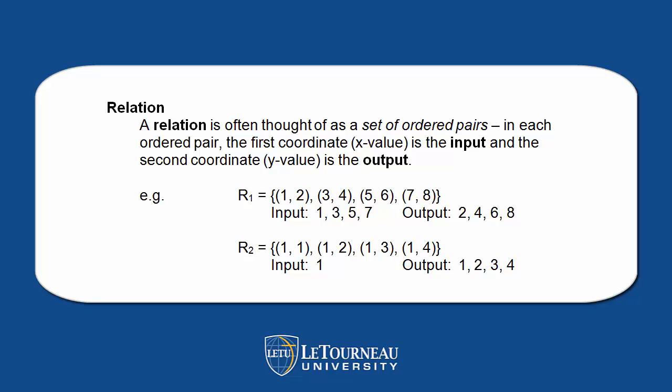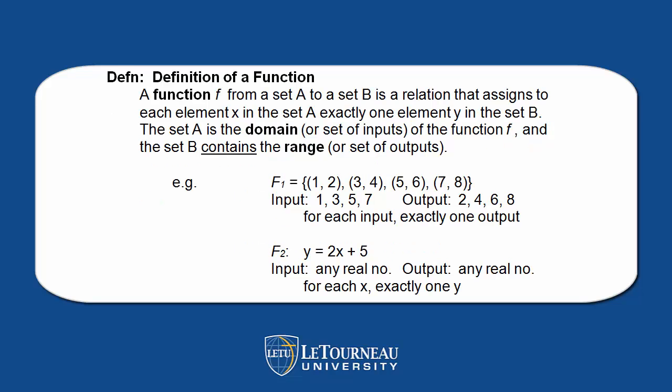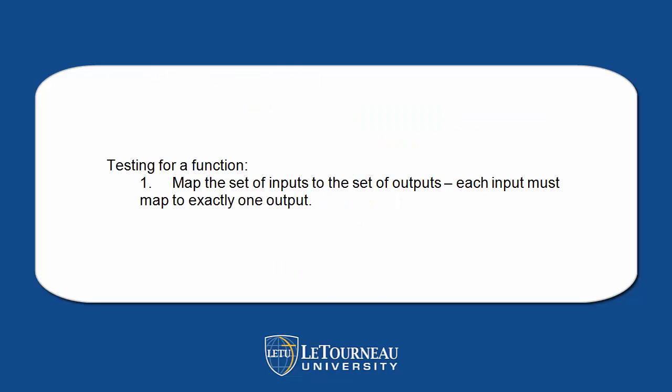In each ordered pair, the first coordinate, or x value, is the input, and the second coordinate, or y value, is the output. Look at the two examples that I have shown you there. Now, let's specifically look at a function. A function f from a set A to a set B is a relation that assigns to each element x in the set A exactly one element y in the set B. The set A is called the domain, and the set B contains the range, or a set of outputs. Notice I've given you two examples.